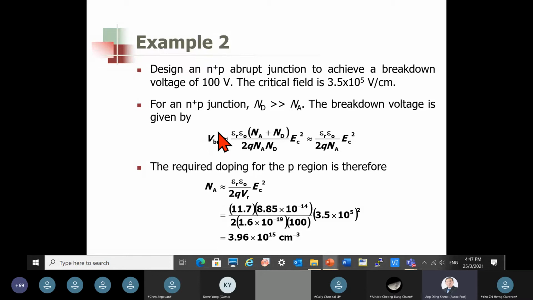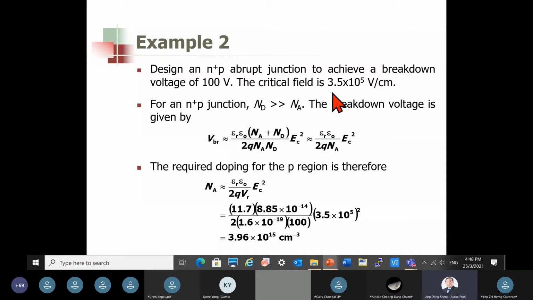If you look at the expression for the breakdown voltage, you have the NA term and the ND term, and one of them is much bigger than the other. In this case, ND is much bigger than NA, so we can approximate by saying that NA is negligible compared to ND. Then the expression for VBR simplifies into this form. If you neglect NA, the ND in the numerator and the denominator cancel out, and a simplified expression for the breakdown voltage is obtained.